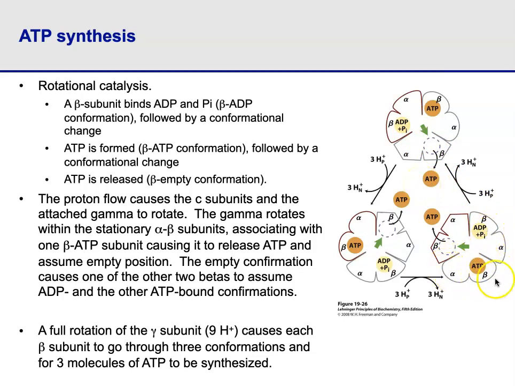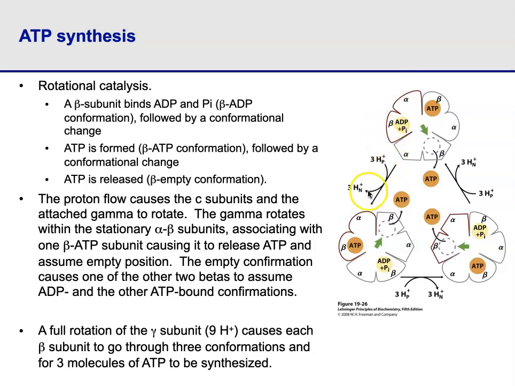but the conformational change that is induced is not just localized, it's shared with the other subunits. And that conformational change now will force this ADP and Pi to form ATP. And the one subunit, the beta that was empty, will now be repopulated with ADP and Pi.